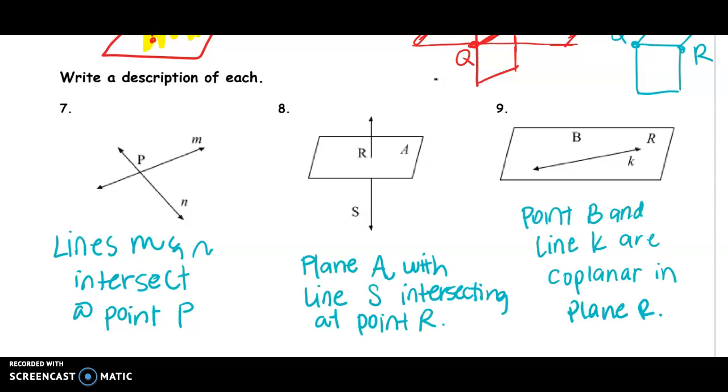So number 8 shows plane A with line S intersecting at point R. And number 9 shows point B and line K are coplanar in plane R. It's important to note that, and that should be a point there, that point B is not intersecting or on line K, so they're not collinear, but they are coplanar.